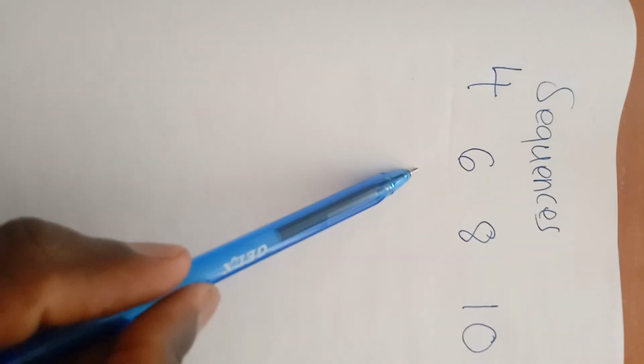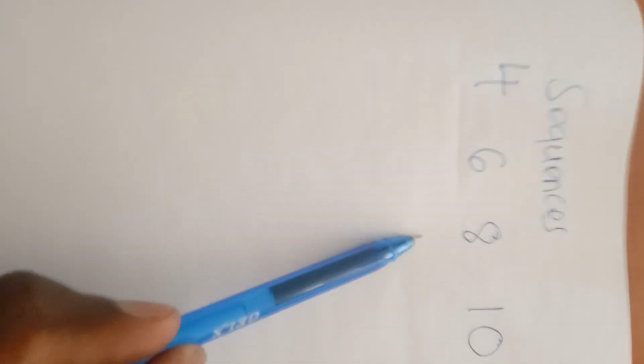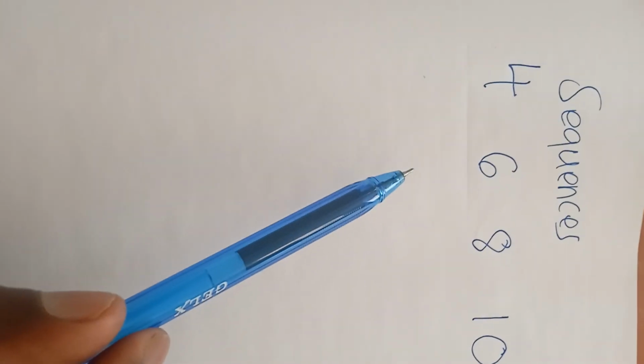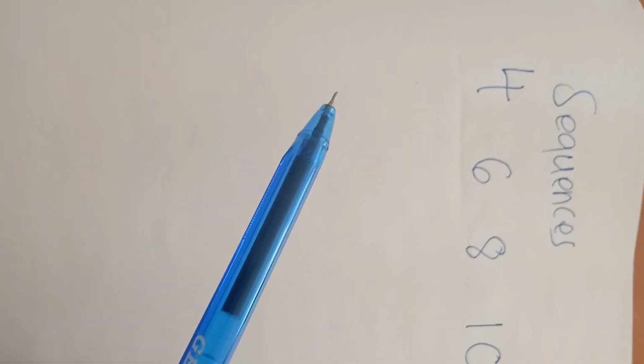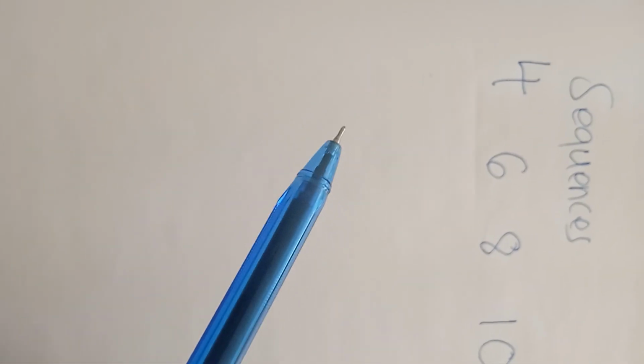So if you look at these numbers, we have 4, and then 6, and then 8, then 10. You notice that for you to move from one number to another, you're actually adding 2. From 4, you're adding 2 to get 6, then you add 2 to get 8, and then you're adding 2 to get 10. So every number in a sequence is actually called a term.